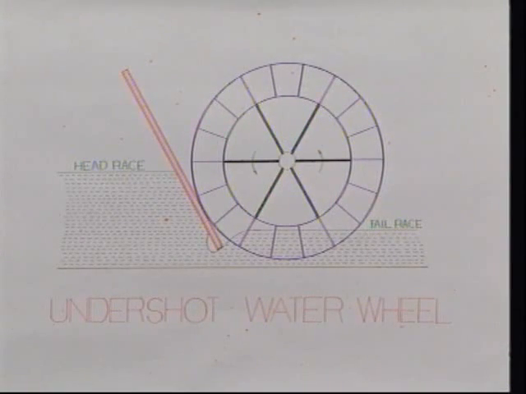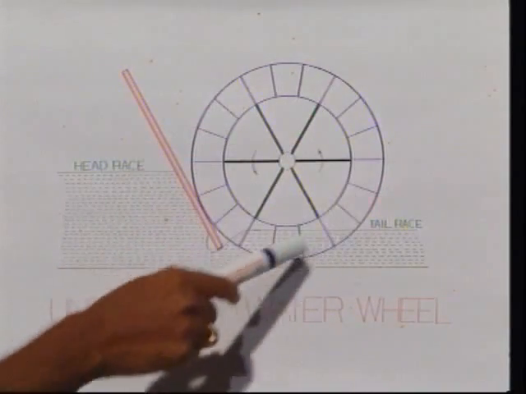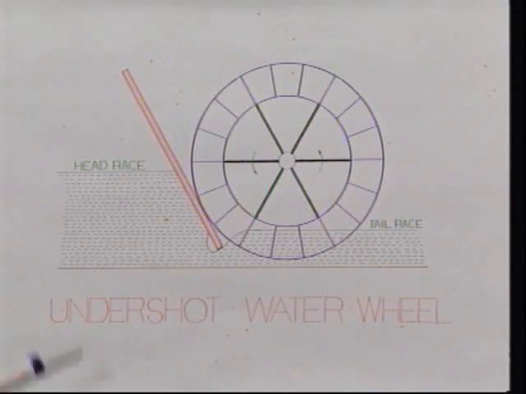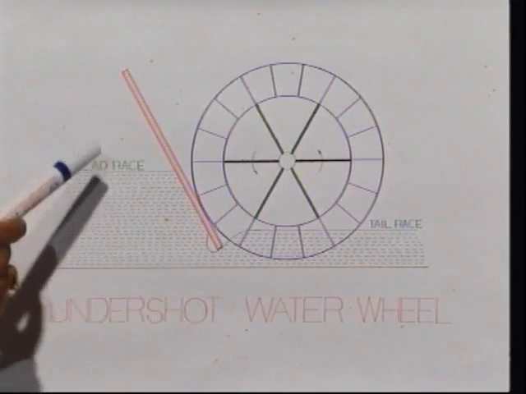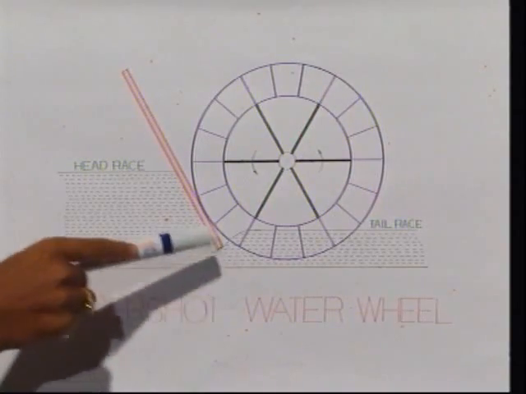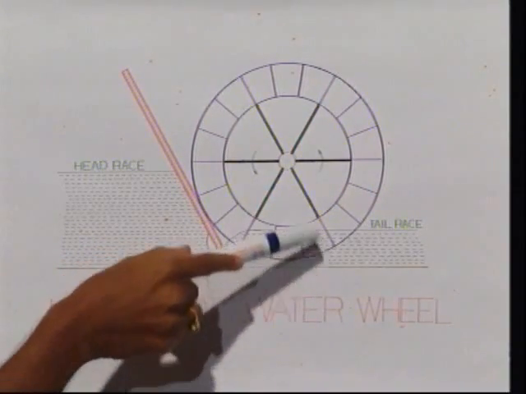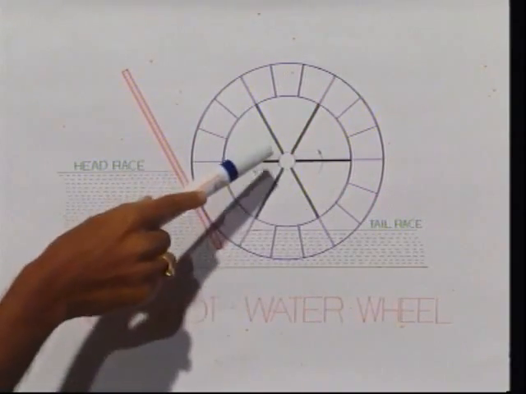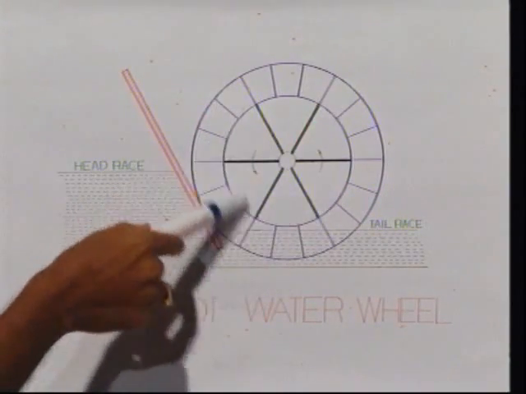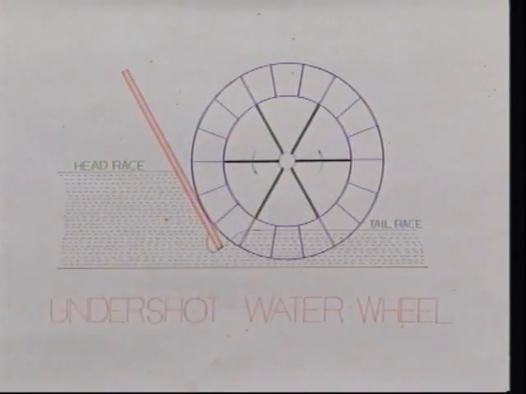This is another type of water wheel which uses the kinetic energy of water. This water wheel consists of a number of blades around the periphery, and it is kept across the fluid flow. Due to this kinetic energy, it forces the blades so that it will rotate in this direction. Thus the kinetic energy of the fluid is converted to mechanical energy, or the rotation of the wheel.